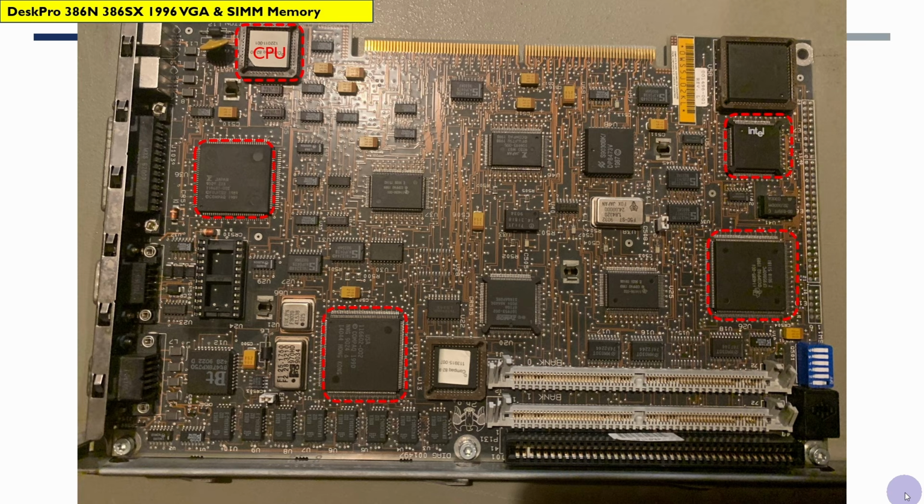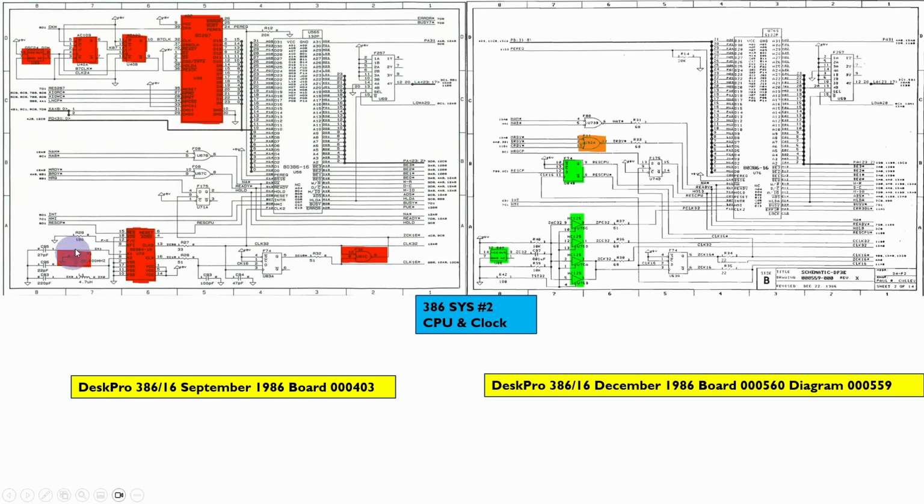Bearing in mind the transcript from the reunion of the DeskPro team saying that they missed out certain bits of the diagrams in the technical guide, I thought I'd go through and do a quick comparison. So what I've got here is the schematic diagrams from the original technical guide from September 1986. And this one is the schematic diagrams coming from the internal design document. And you'll note here that the board this references is board 403, which was the first board that we looked at, which was September 1986.